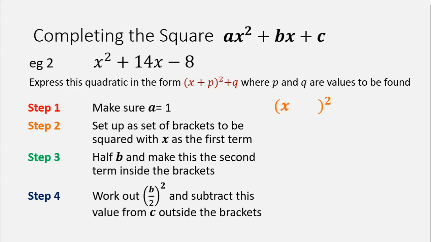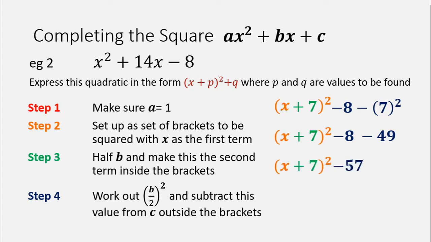Got my brackets with x in it. Half of b was 14 divided by 2, 7. And I am going to put this c, which is the negative 8, outside and subtract b over 2 squared from it. So 7 squared from it. Right, simplifying that, 7 squared is 49, so that's going to be x plus 7 squared minus 8 minus 49, which is going to be x plus 7 squared minus 57. That's my completed square. I am done.